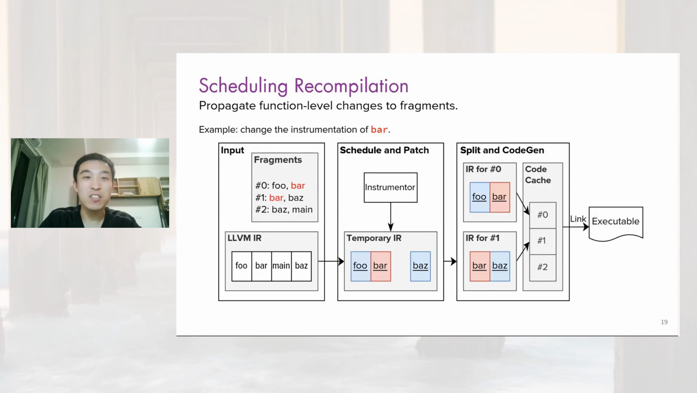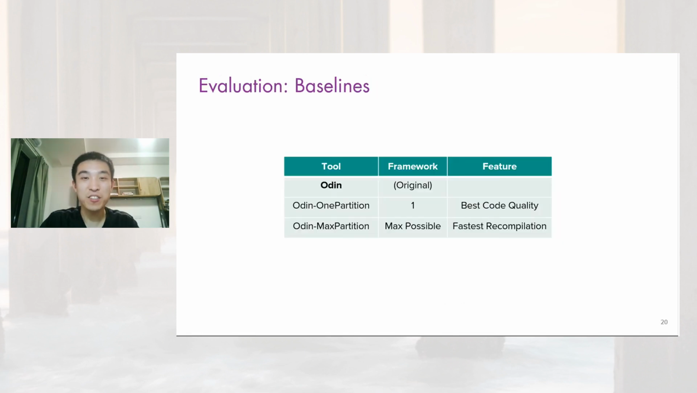For evaluation, we compare Odin with 2 baseline variants. Odin 1 partition does not partition the program at all. The raw IR is directly used to generate code. Here, optimizations will never be affected by partitioning. On the other hand, Odin max partition splits the program into as many fragments as possible. This design ensures the fastest compilation speed.